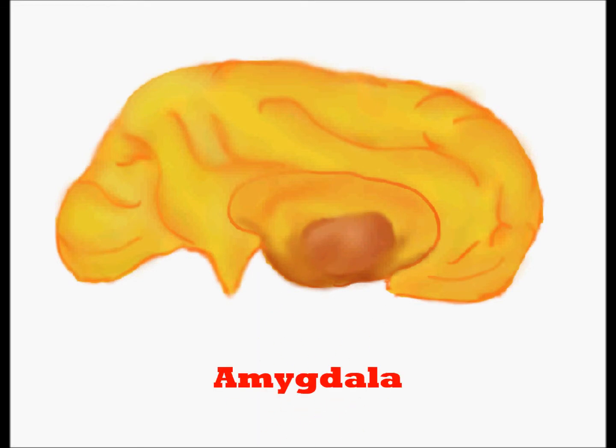The next part of the brain is called the amygdala. It's part of the limbic system, and it is involved in emotion and aggression.